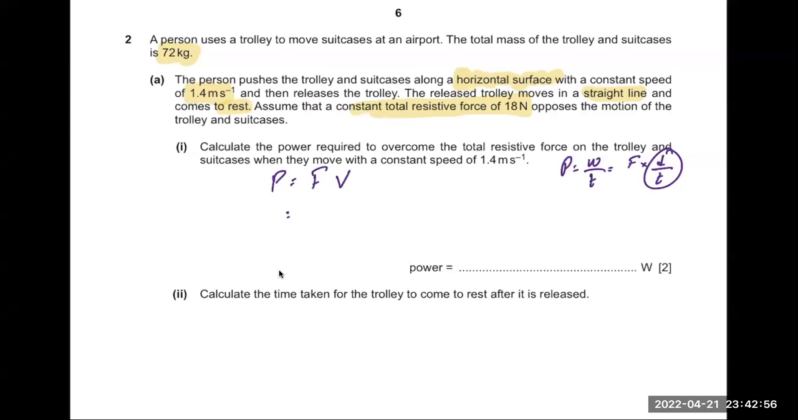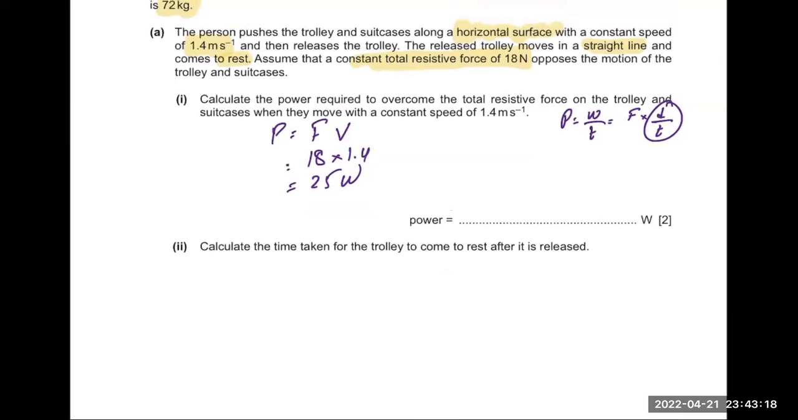So F is 18, V is 1.4, 18 into 1.4 is equal to 25 watts. Part 2 says calculate the time taken for the trolley to come to rest after it is released. What is the time that it takes for the trolley to come to rest?